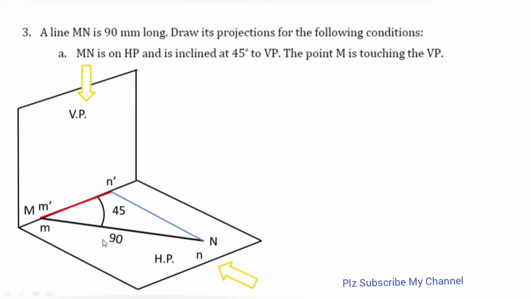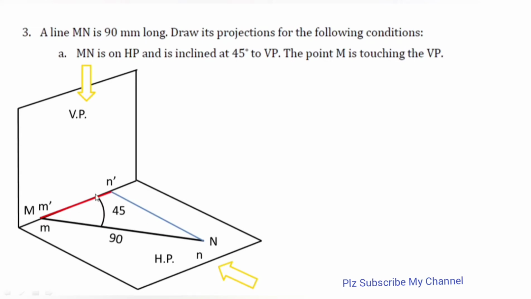So this is the true length of the line, this is the actual length of the line, and true length of line is a very important thing which we are going to study in the projection of lines inclined to both the planes. And also in the front view, capital N and n dash are on the same line and projected on the intersection of HP and VP.